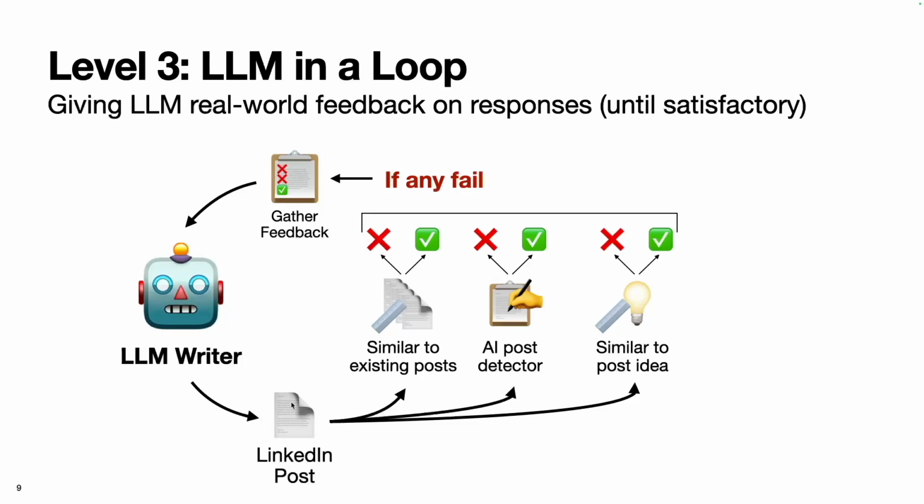And then that'll spit out another LinkedIn post. It'll go through the same evaluations. And then again, if any of them fail, we'll gather the feedback, give it to the LLM, and continue in this loop. And so the value of these systems is that they can perform very open-ended tasks. Let's say I wanted an LLM to write a LinkedIn post for me, I might have to optimize the prompt for a very specific idea or very specific set of ideas for it to perform well.